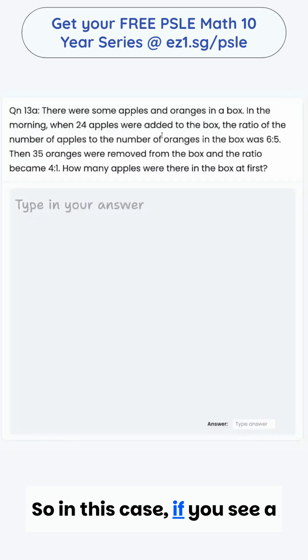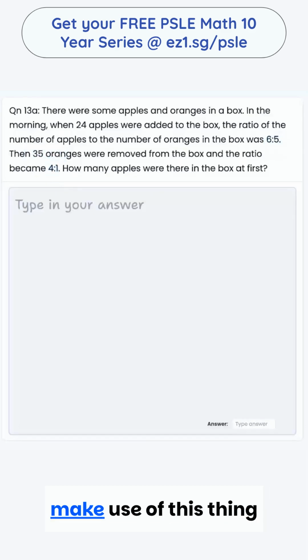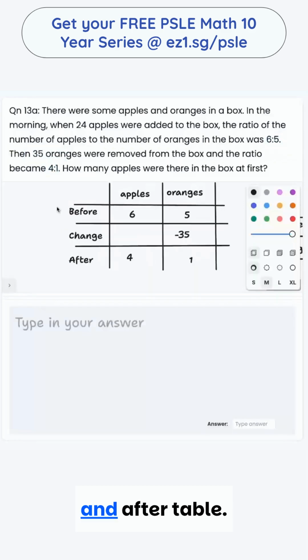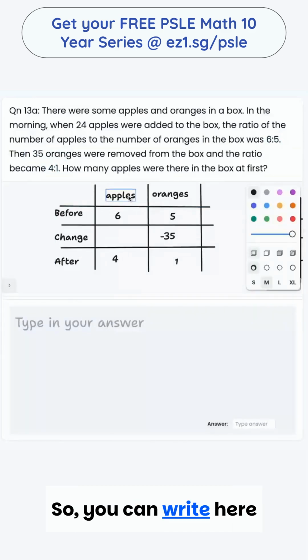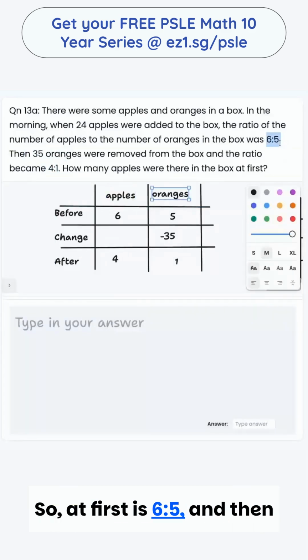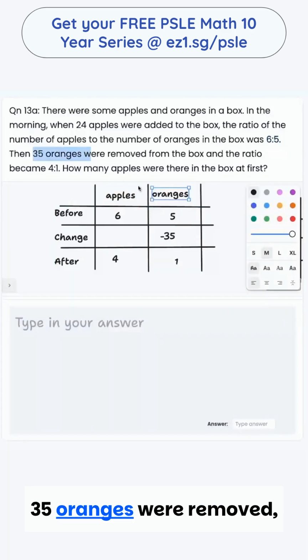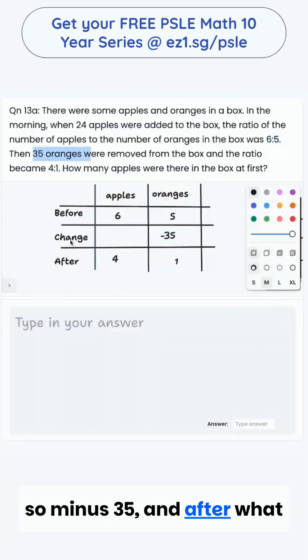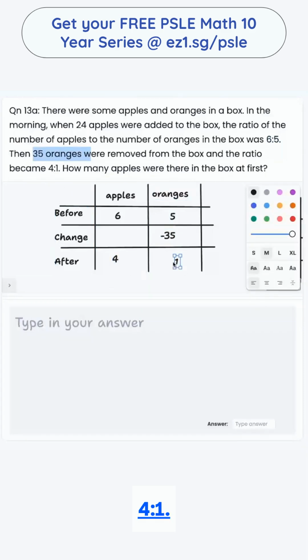So in this case, if you see a ratio before, okay, this one is a bit tricky, but you just need to know that if there is a ratio, something happened, and a ratio after, then we can make use of this thing called the before, change and after table. So you can write here apples and oranges. At first it's 6:5, and then 35 oranges were removed, so minus 35. And then after, the ratio becomes 4:1.